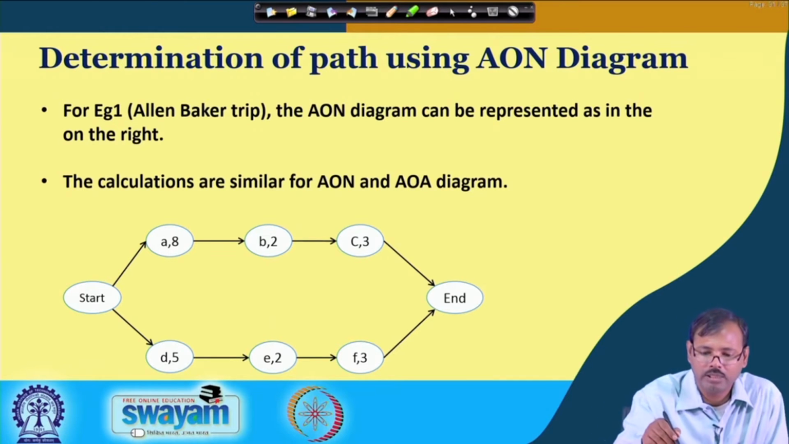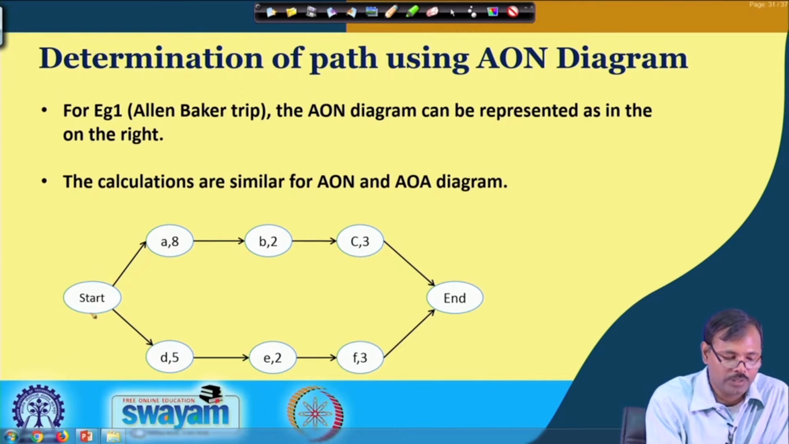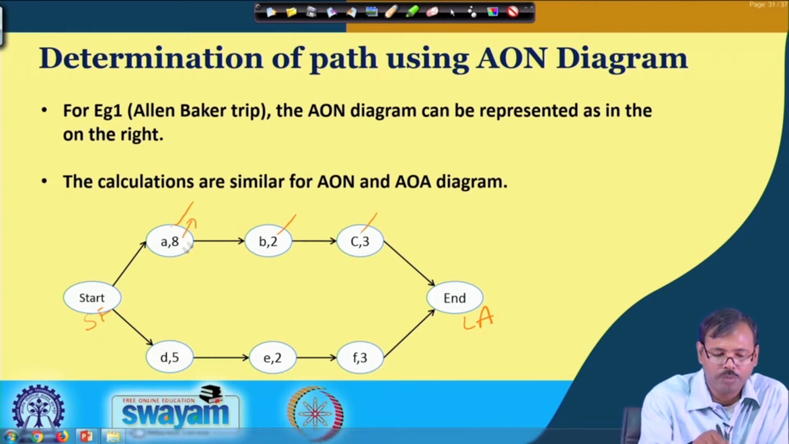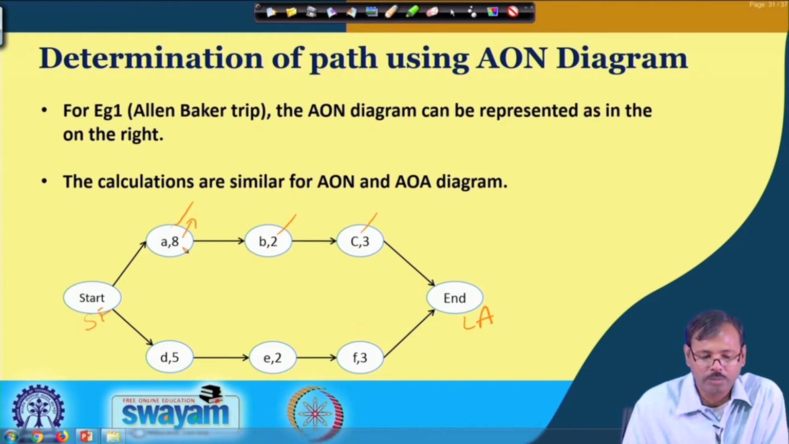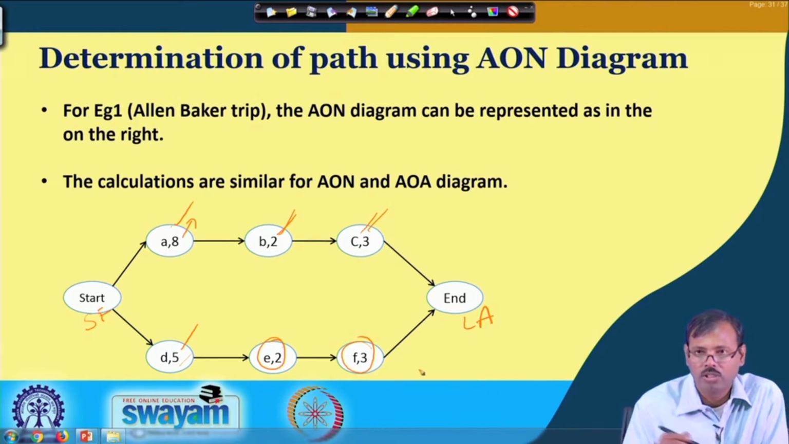Say this is the case for Allen's and Baker's movement starting from San Francisco to Los Angeles. So, in this case this is Allen's path, which takes this movement time from San Francisco to Santa Barbara, this is the lunch time and this is the Santa Barbara to Los Angeles time. Similarly, this is Baker's path, which is the driving time from San Francisco to Bakersfield. This is the lunch time at Bakersfield and this is the Bakersfield to Los Angeles time.